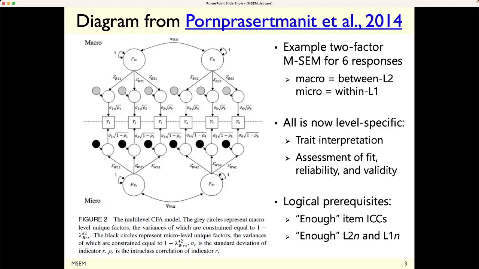Because otherwise what you're saying is that your trait measurement at the between level is perfect. That everything is due to the trait and there's nothing left. And I think if all you're basing that on is level 2, that's a very strong, unrealistic assumption. If you have the constraints across levels, then maybe it's a more reasonable thing to do.